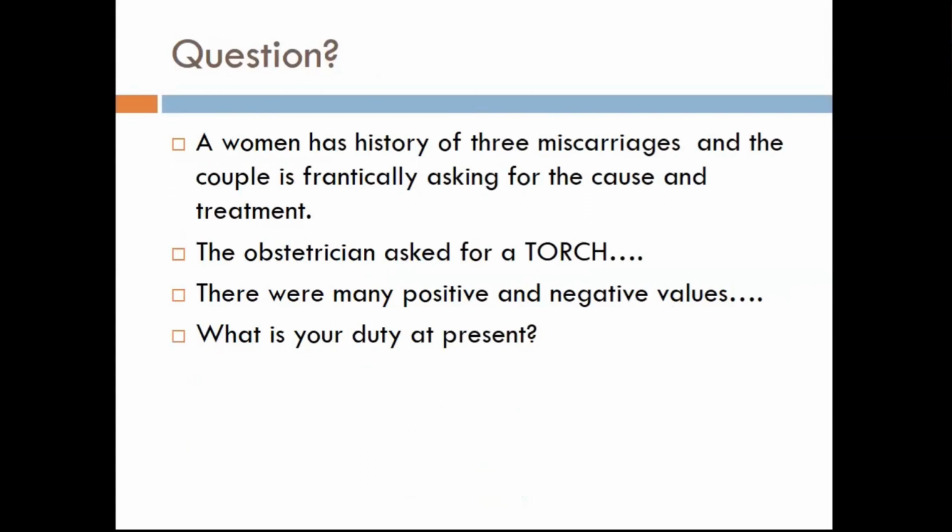So a question: a woman has a history of three miscarriages and the couple is frantically asking for the cause and treatment. The obstetrician asked for a TORCH test, and she has not been exposed to this in the 14 days of the ICMR course. There are many positive and negative values. So what is your duty at present? There's some IgG and IgM value. What will you tell?